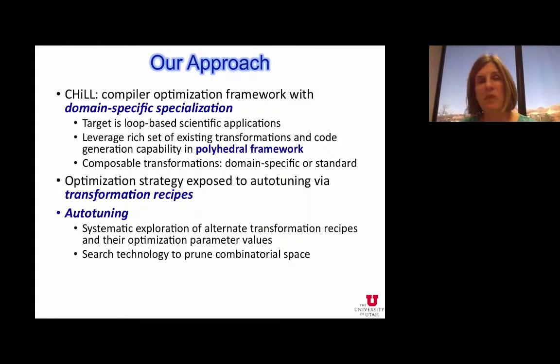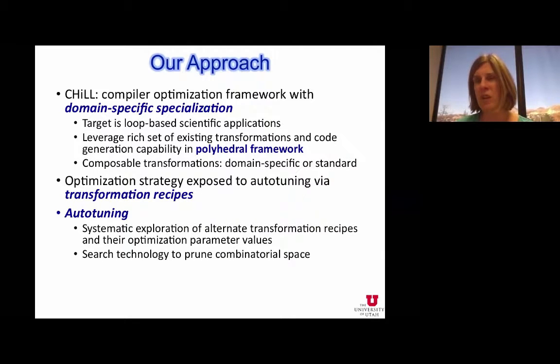Okay, so our approach: we have a compiler, which we call CHiLL. It's an optimization framework. It can perform domain-specific specialization. And its target is loop-based scientific applications, such as the motifs that I showed in earlier slides. So it leverages a bunch of existing transformations. Therefore, if you have a particular motif, you can optimize it with standard transformations, but you can also add domain-specific transformations, and you can compose them all together.